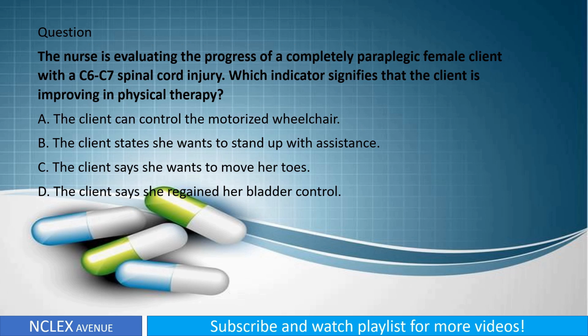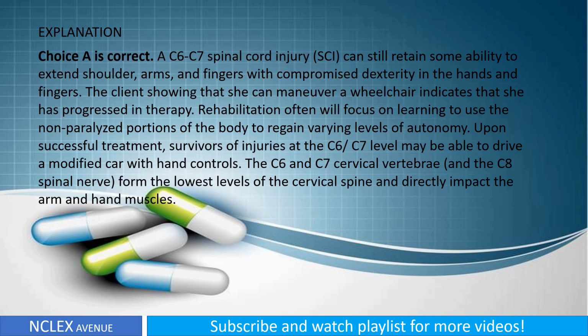Question. The nurse is evaluating the progress of a completely paraplegic female client with a C6-C7 spinal cord injury. Which indicator signifies that the client is improving in physical therapy? A. The client can control the motorized wheelchair. B. The client states she wants to stand up with assistance. C. The client says she wants to move her toes. D. The client says she regained her bladder control. Explanation. Choice A is correct.